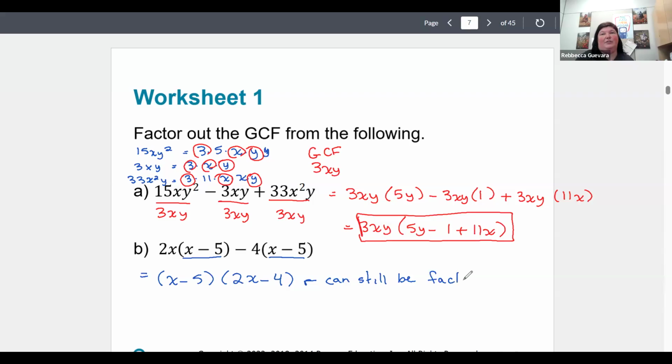I can still do some more factoring because we have a 2 and a 4 here. Both of those are divisible by 2, meaning we have an x minus 5, but also I could pull out a 2 from both of these terms, and I'm left with 2 times x minus 2. Usually to make this look nicer, if we have just a monomial, we write that first. So we write that 2, x minus 5 times x minus 2.